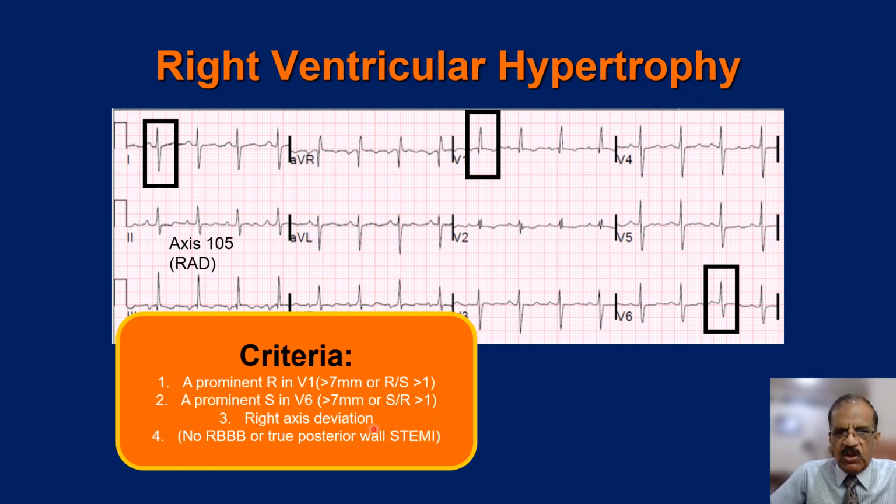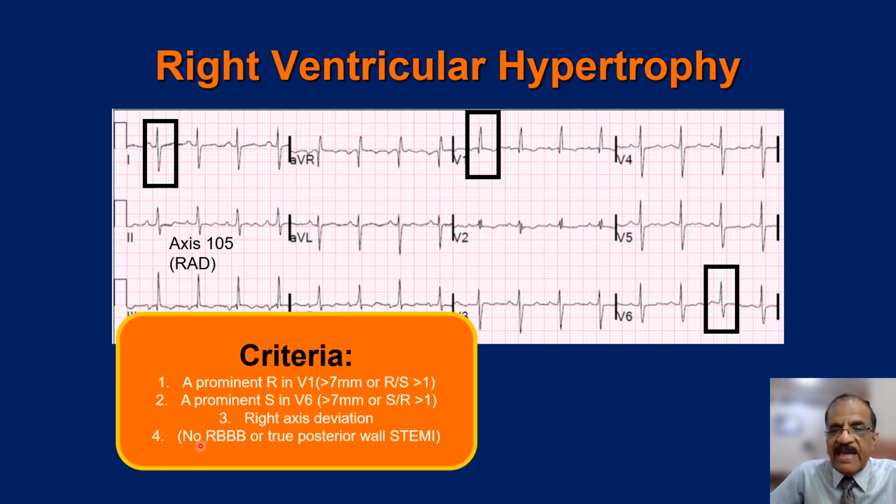Right axis deviation. This patient has got right axis deviation. You can immediately tell, because in limb lead 1 normally the complex is upward. If the downward deflection is bigger than the R wave, that means the axis is definitely more than 90. But I just calculated it is 110. So 105, 110 right axis deviation, that will also fulfill the criteria.